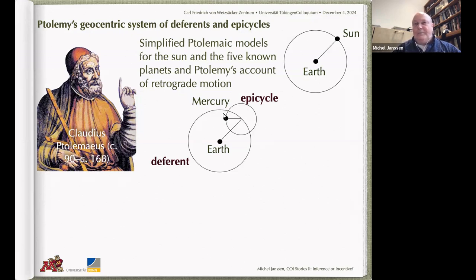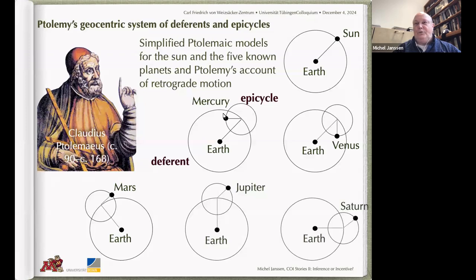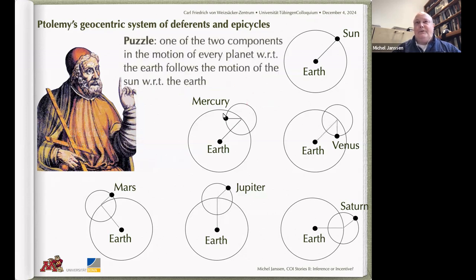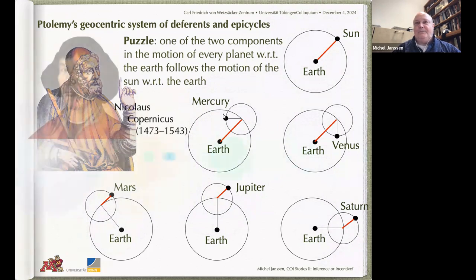So you adjust the parameters to get this just right. And you do the same for the other planets. You do it for Venus, you do it for Mars, Jupiter, and Saturn. And okay, you can get this to work by choosing your parameters carefully. But there is a puzzle. One of the two components follows the motion of the sun. Look at this, right? In the case of Mercury and Venus, it's the deferent motion. In the case of Mars, Jupiter, and Saturn, it's the epicycle motion.